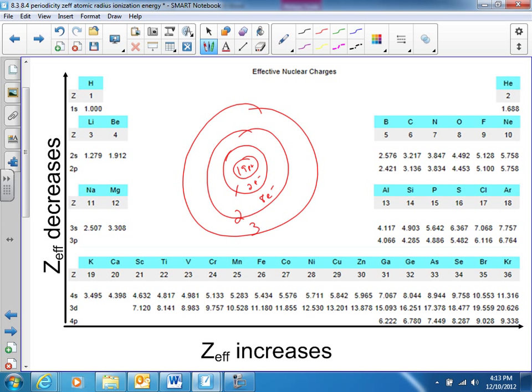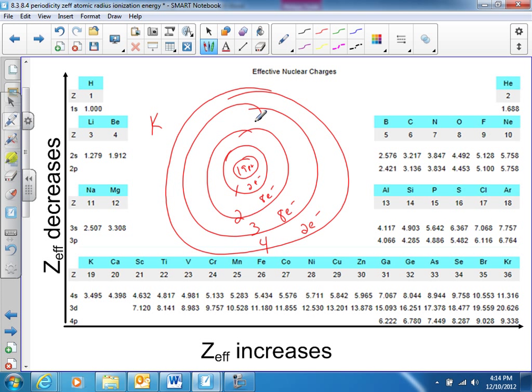I'm going to have to draw one more circle here. In my third shell, I also have 8 electrons. And then in my fourth shell, shell 4, I have only 2 electrons. This is a model of potassium here. Now, here's the tricky part. These 2 electrons in the fourth shell, our outer electrons, they've got 8 plus 8 plus 2. Altogether, they've got 18 electrons between them and the nucleus.